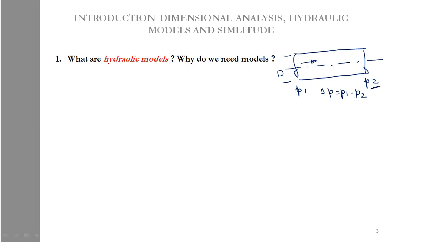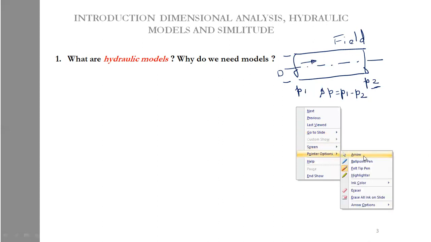This can actually be done using our knowledge of flow through pipes. We can calculate the pressure drop and find out the pressure at point P2. However, in order to be completely sure of this value, what we can do is make a model of this particular pipe in the laboratory. So this is in the field, but we can construct a scaled replica of this pipe in the laboratory.